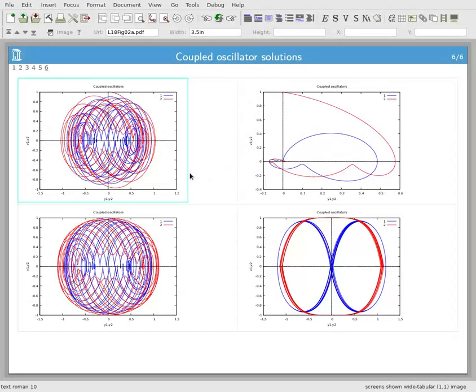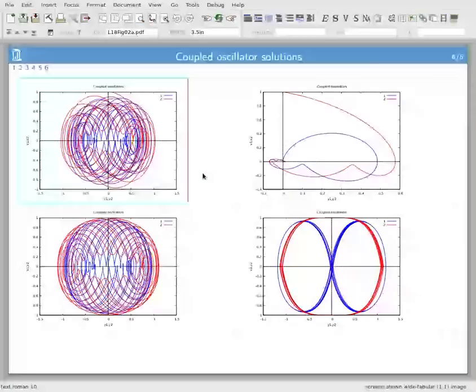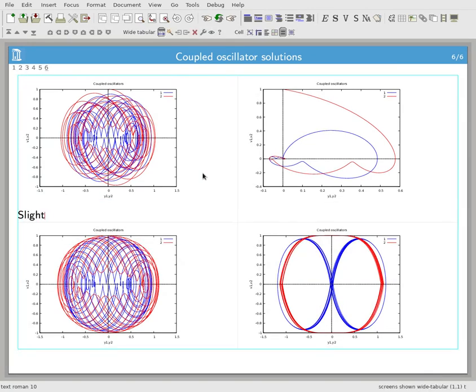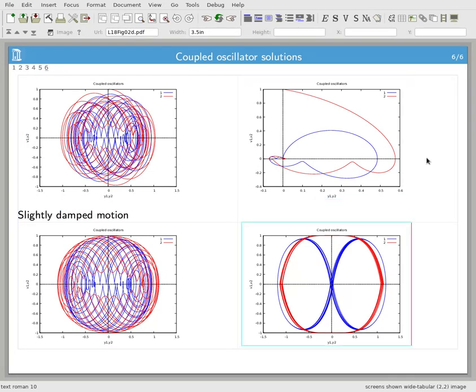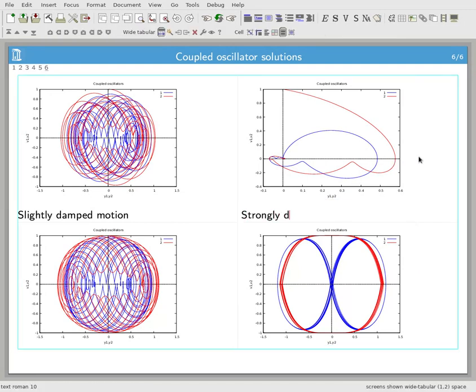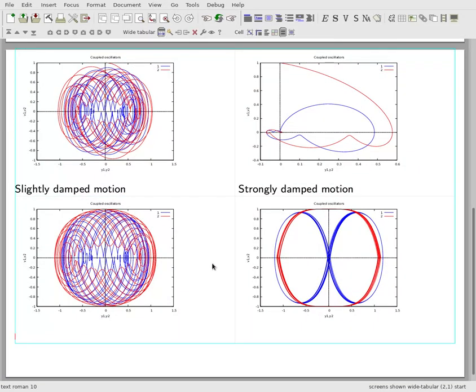Before we move on to the theory, here are the 4 plots that we've constructed. Remember, the first one that we did was for slightly damped motion. The next one was for strongly damped motion. And then we continued with no damping and finished off with nonlinear springs.